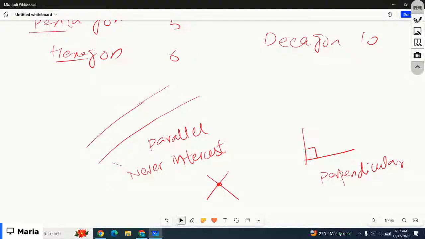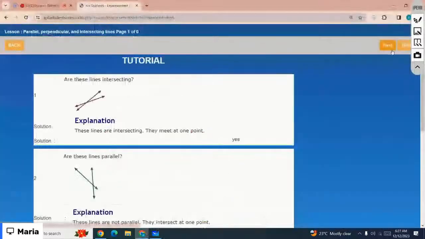We have the parallel lines. Parallel lines never intersect each other. We have the perpendicular lines. These are the two lines that have a 90-degree angle, and then the intersecting lines, the lines that intersect at one point, right? Let's just start with the practice questions, a few quick questions.